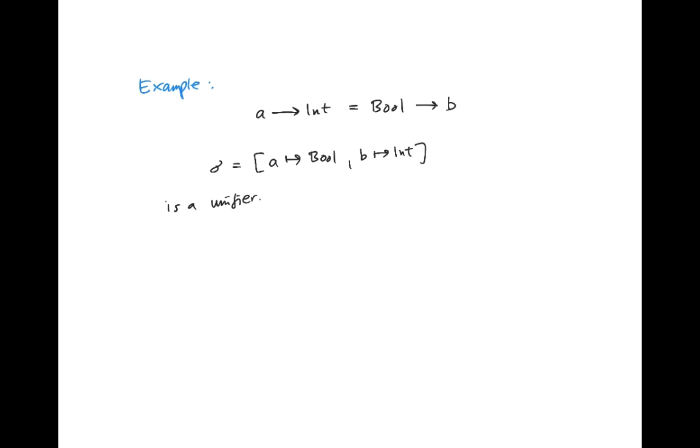Sometimes, on the other hand, there is no unifier. Here's an equation. A times int is bool to b. This has no unifier. Why does it have no unifier? Well, because we can never make a type expression which is a product type expression equal to a type expression that's a function type expression. Product types and function types are different. This equation has no unifier.